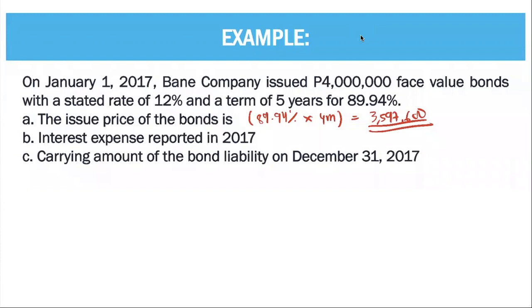If we try to interpolate 3,597,600, how do we do it? We try it by getting higher rates, because our face amount is 4 million and our carrying amount is 3,597,600. So face amount is greater than carrying amount, so we have a discount. The stated rate is less than your effective interest rate, so we make use of a higher rate. Let's try 14%. Get the present value using 14%, so 1.14 to the 5 years.